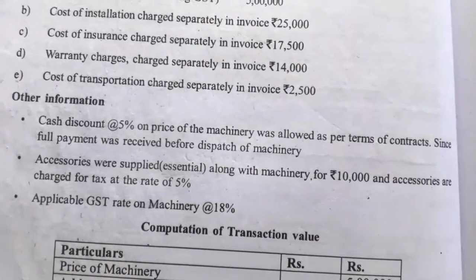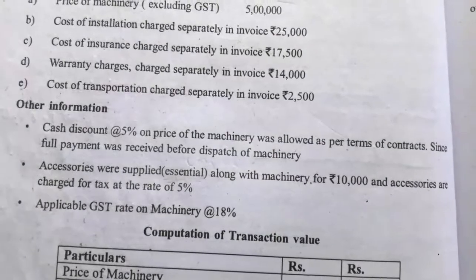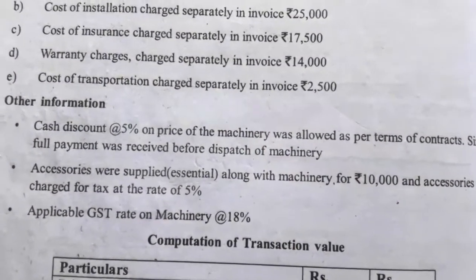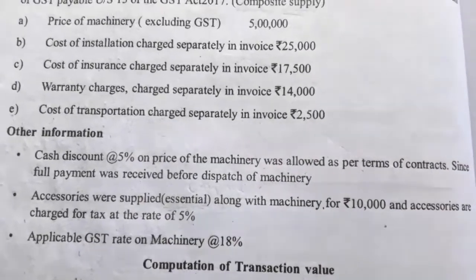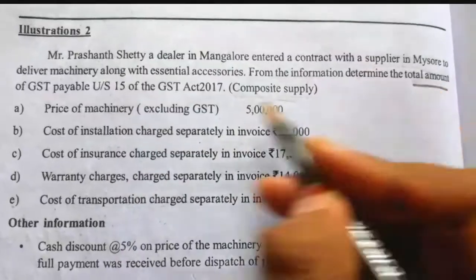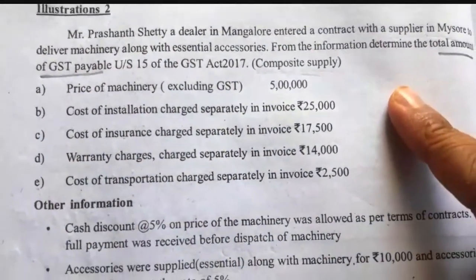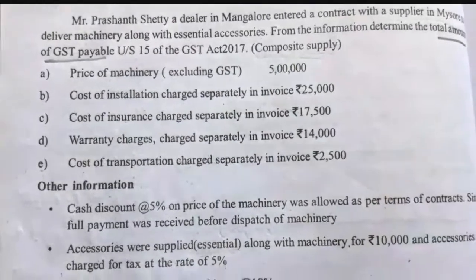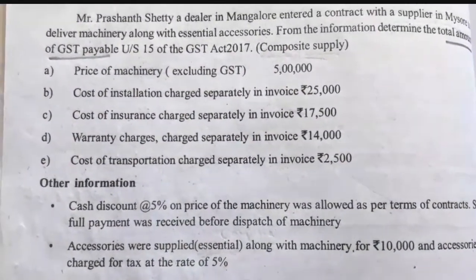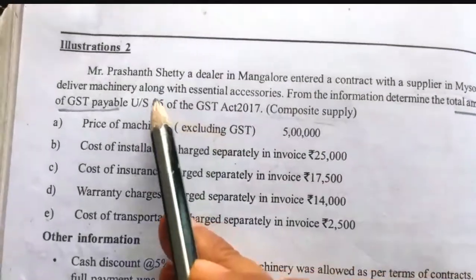Accessories were supplied, essential along with machinery, for rupees 10,000 and accessories are charged for tax at the rate of 5%. Applicable GST rate on machinery is 18%. So with this information we have to compute the total amount of GST payable. Here they have given the price of machinery as well as some of the expenses. So we have to find the transaction value first. So we'll see the question.